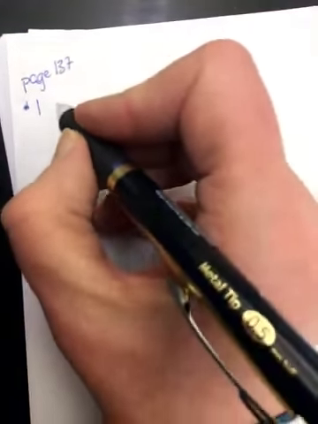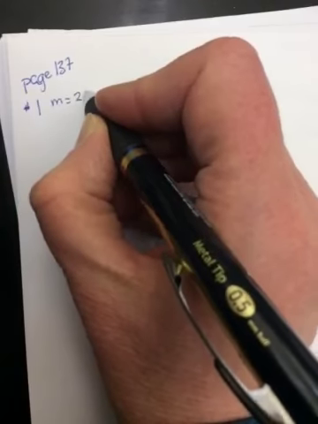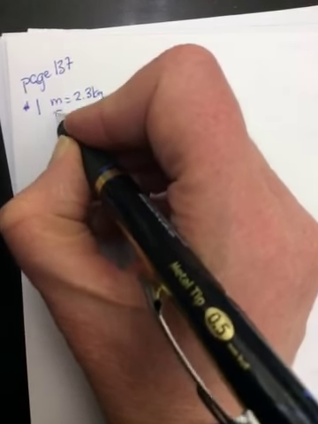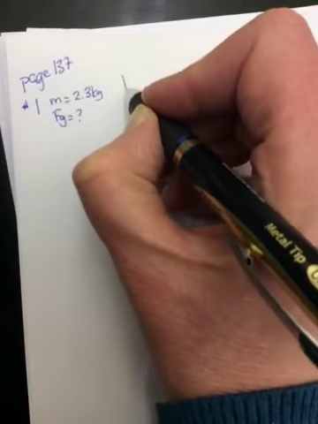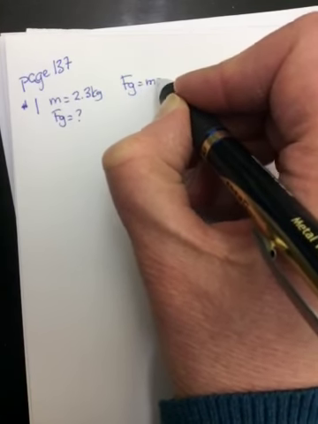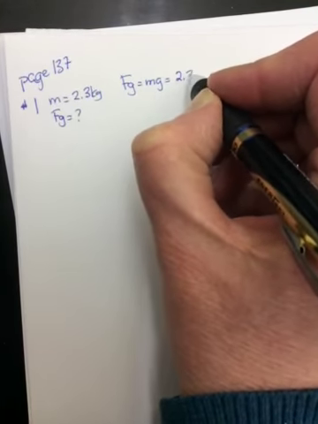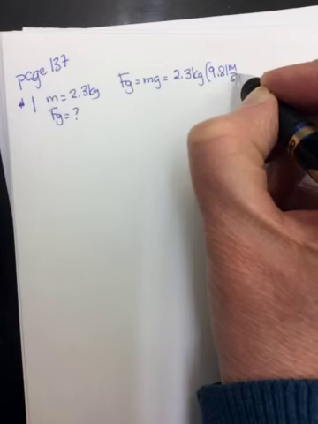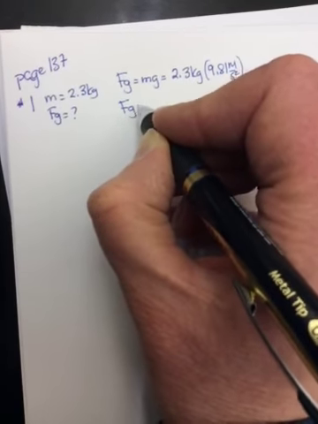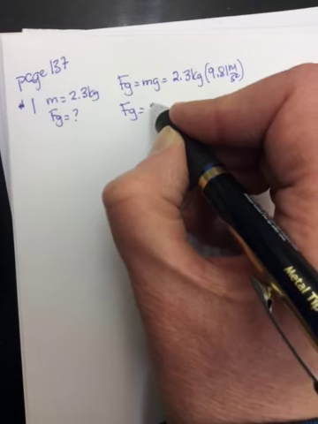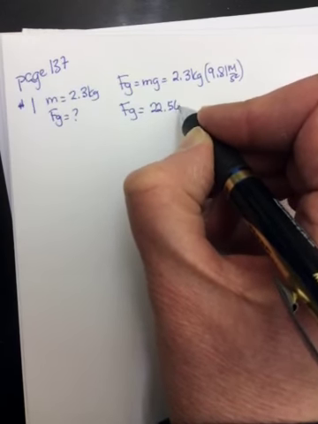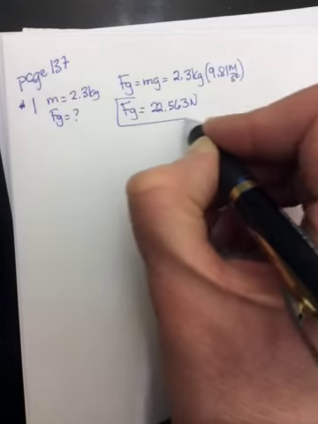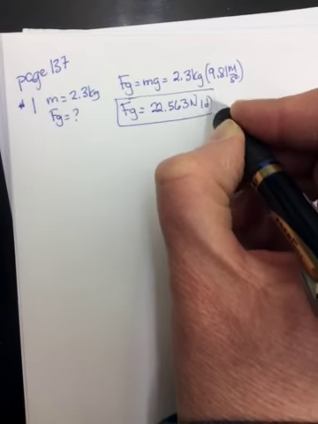Okay, page 137, number 1. Find the weight of a 2.3 kilogram bowling ball on Earth. So it's telling you the mass is 2.3 kilograms, and it's asking you for the weight, Fg. So our equation is just Fg is equal to mg, 2.3 kilograms. It just says on the Earth, so we assume g is 9.81 meters per second squared. Type this into your calculator, and you should get 22.563 newtons. And that would be down.